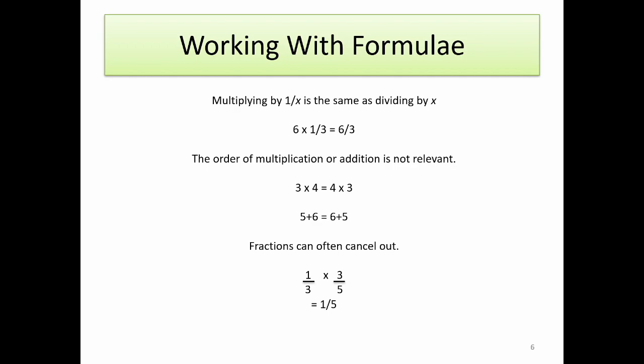Another useful thing is that fractions can often cancel out. So, for example, we're multiplying 1/3 by 3/5. The 3 on the bottom of the left-hand side cancels out the 3 on the top of the right-hand side. So 1/3 times 3/5 equals 1/5.